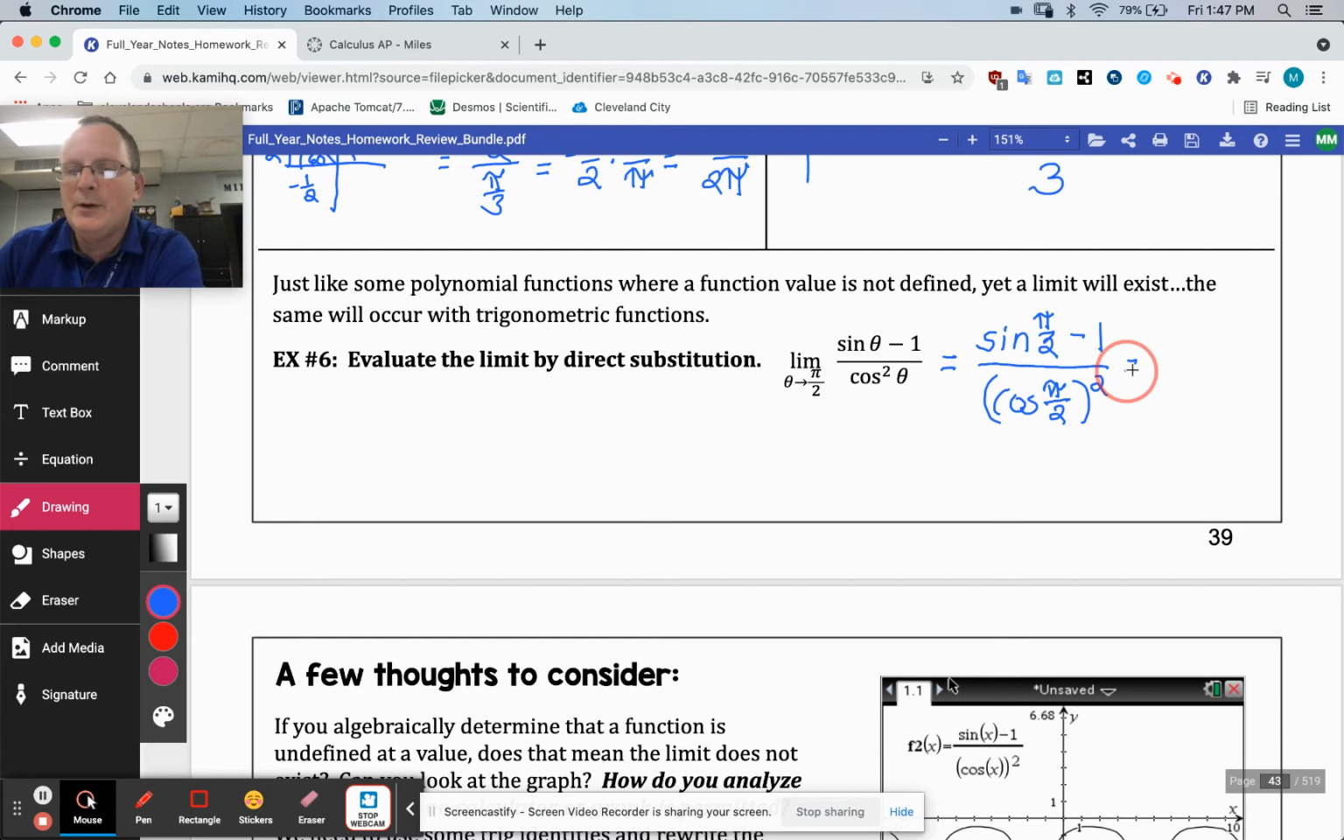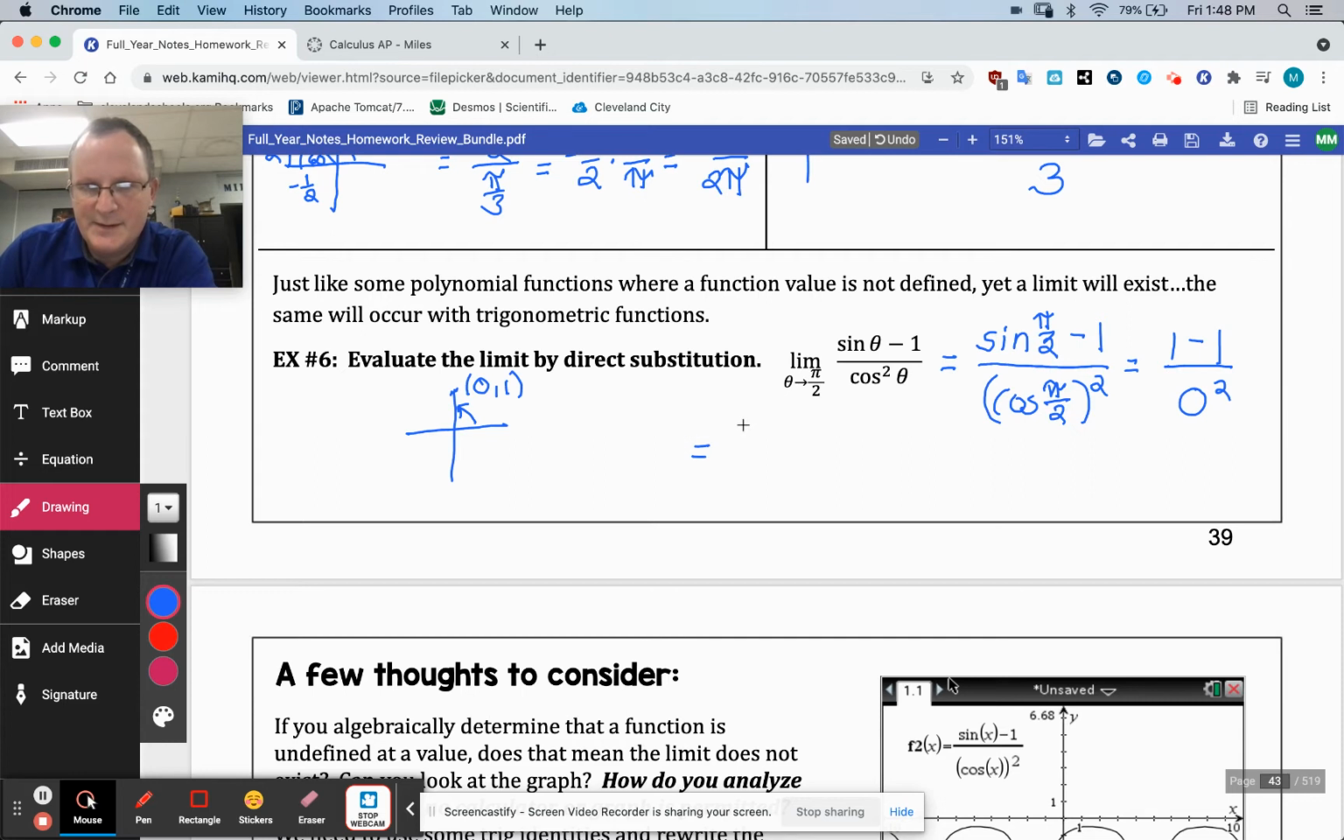All right, so up here, once again, at pi over 2, our coordinates are 0, 1. So our two values, that's the cosine and that's the sine. So the sine is 1, so that's 1 minus 1 up top. And on the bottom, you have 0 squared. All right, so as you know, this is 0 over 0, and that gives us indeterminate form.